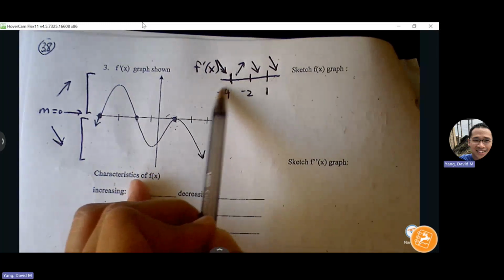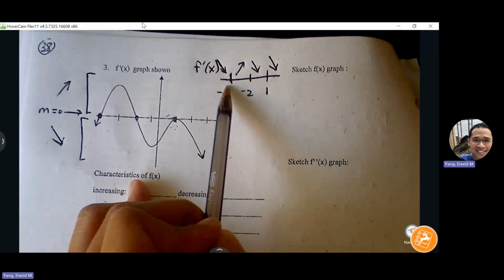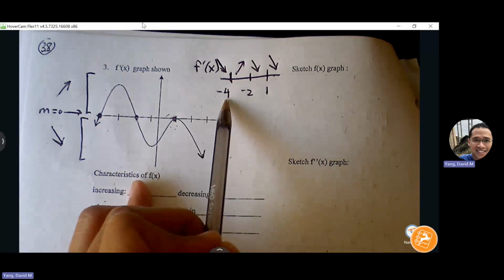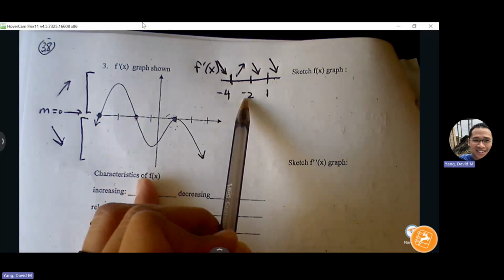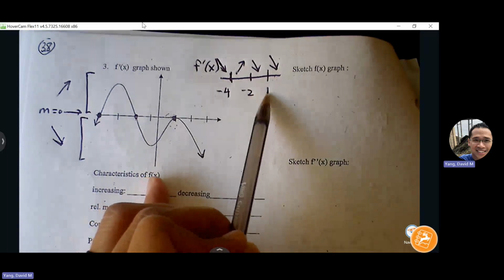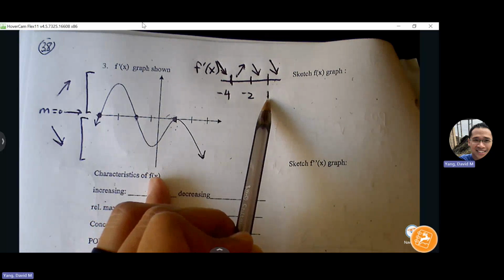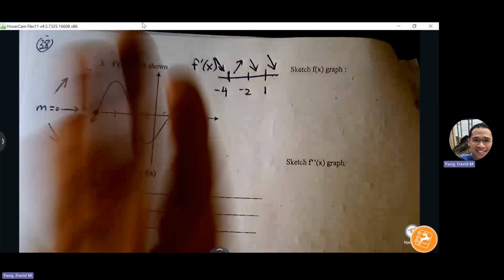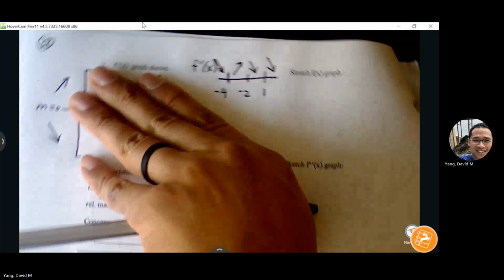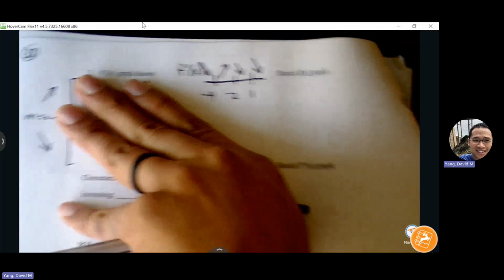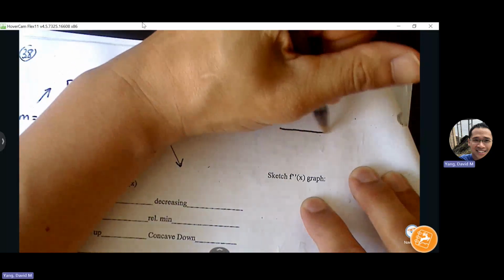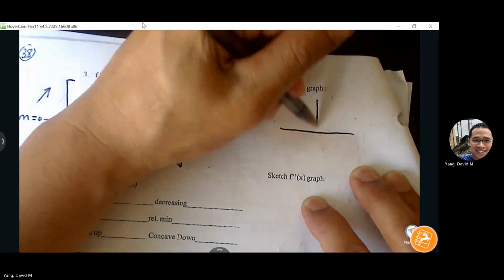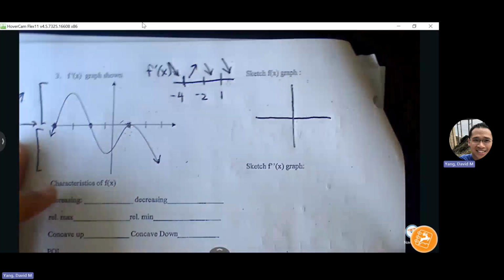So what do you expect at -4 then of the original graph? Relative min. What do you expect at -2? Relative max. And at 1, neither. So don't look at this graph anymore. Base your graph on those arrows and just let those arrows guide you. Now, you can have your relative min in a different location than me, and that's perfectly fine. I'm looking for your shape.